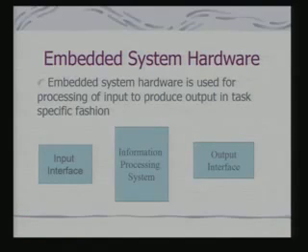Embedded system hardware: the basic task is to receive input, process it, and provide output. So the basic hardware is built to meet the requirements of the information processing system of the embedded appliance. The information processing system would consist of a processor and other peripherals to maintain and manage input and output interfaces.